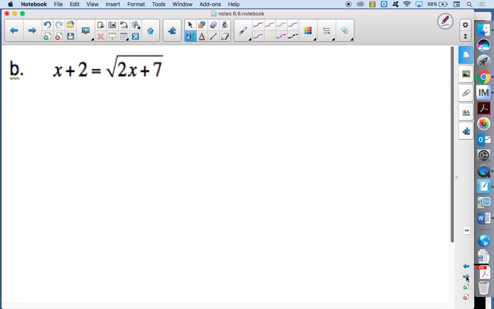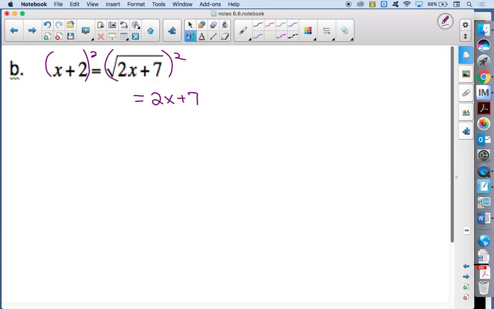Okay, so if you look at the middle problem, we have x plus 2 equals the square root of 2x plus 7. So Nina, in order to solve this problem, to get rid of the square root, what do you have to do? Square both sides. Square both sides. So our goal is to get rid of a radical. Well, the opposite of a square root would be to square it. So the right side is now just 2x plus 7. The radical's out of the problem.